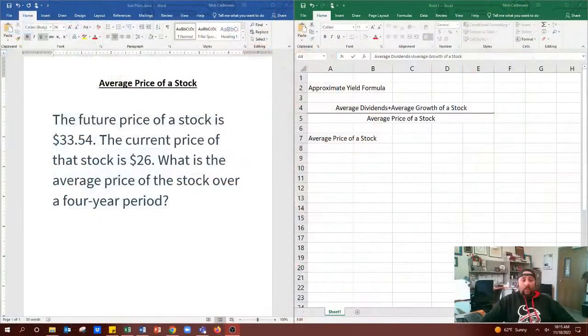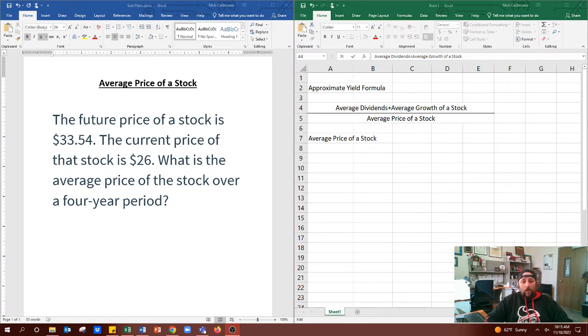If you've watched the videos already, you'll know that the approximate yield formula part 1 was a little bit complicated. You had to do a few steps to get to the solution, and then the average growth of a stock formula. Again, that was probably the most difficult one because you had price to earnings ratios you had to deal with, you had an earnings per share number that you had to deal with, and you had multiple steps to get to that final answer regarding the average growth of a stock.